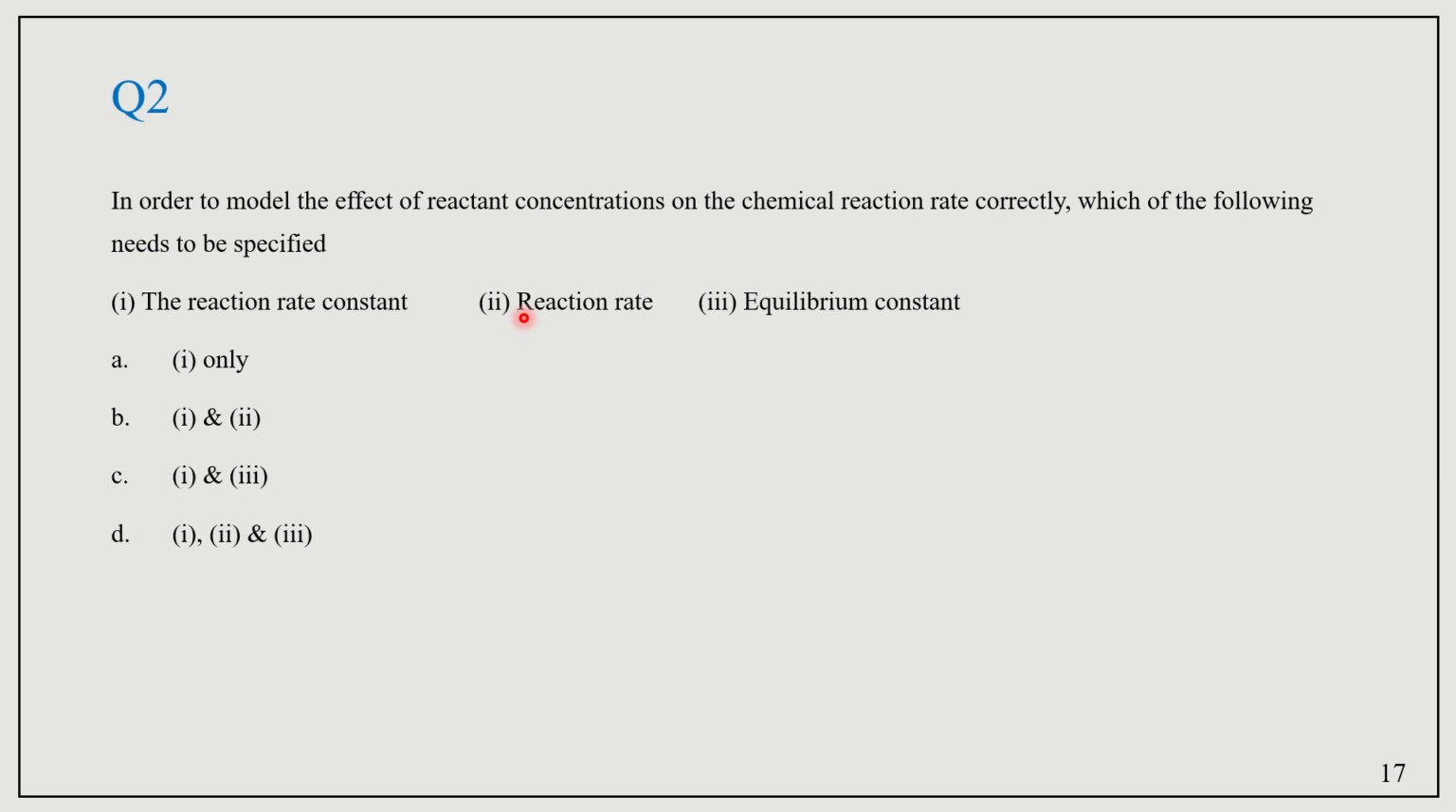Second one, reaction rate. Reaction rate depends on time and position, it varies. So we need not specify that actually. So 2 is wrong, and similarly equilibrium constant we need not specify. So the right answer is option 1, that is reaction rate constant. From the given options A, B, C and D, only in option A is 1 only given. So option A, 1 only, is the right answer.